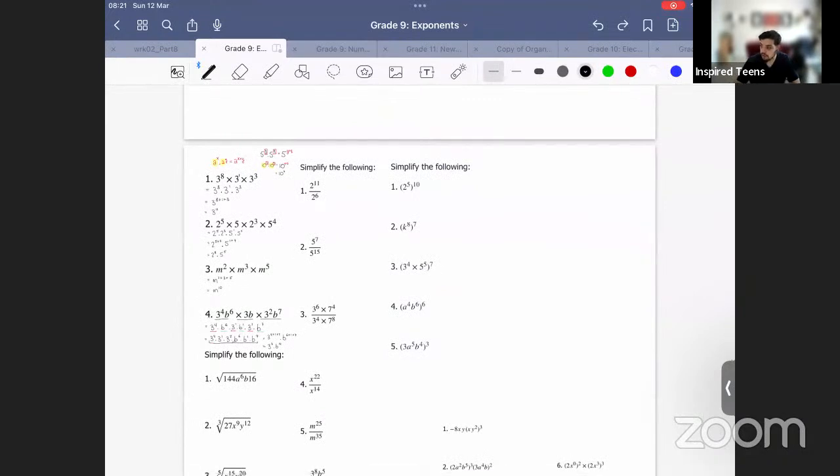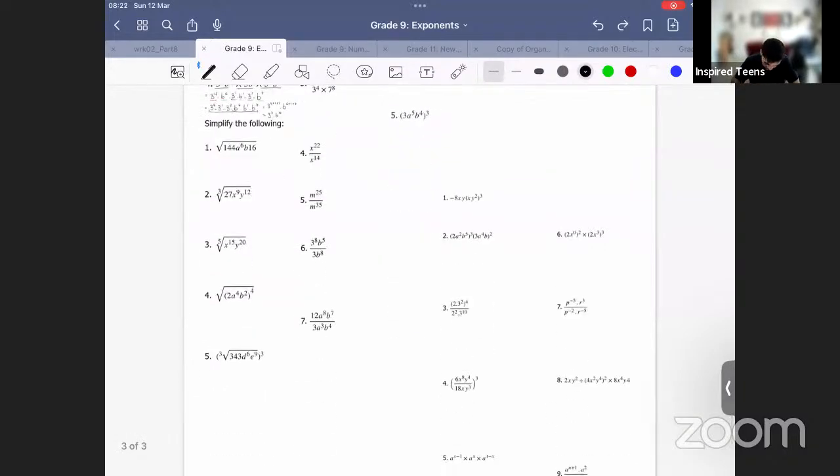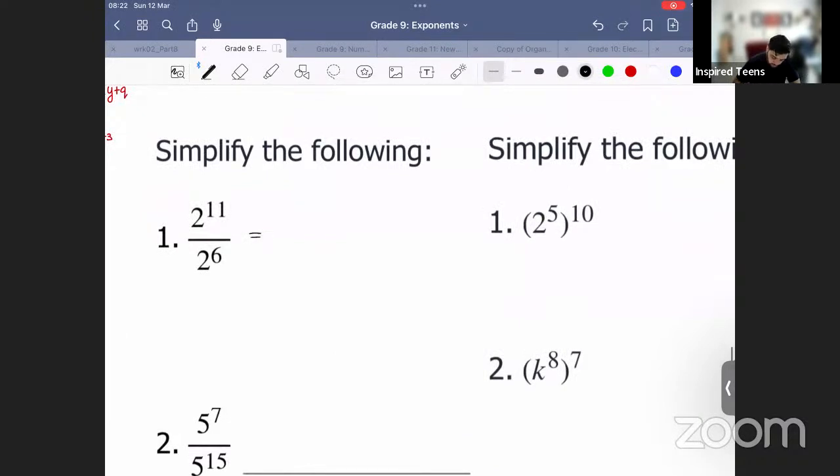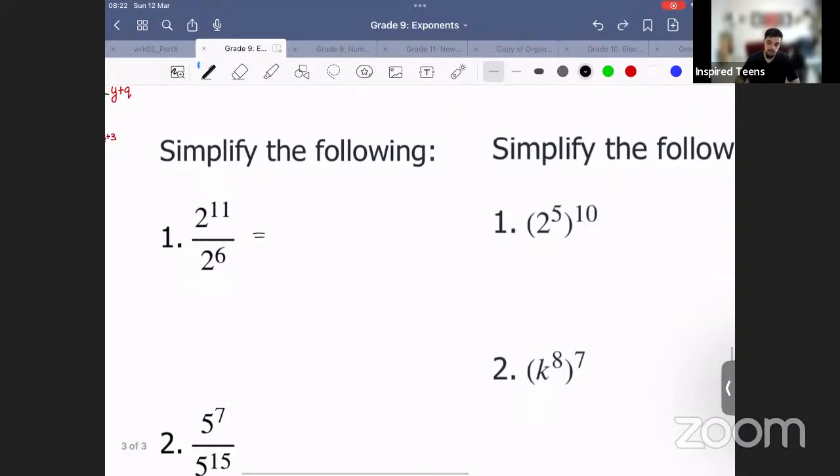Okay, let's move on. I'm going to skip out on the easy examples and do some hard examples. So let's have a look at a basic one. We have 2 to the power of 11 over 2 to the power of 6. Now, here we see we have the same base, however, in division.